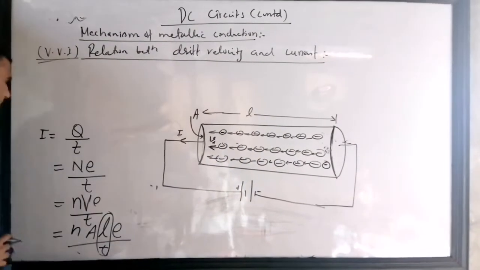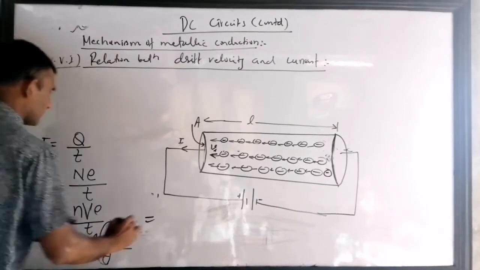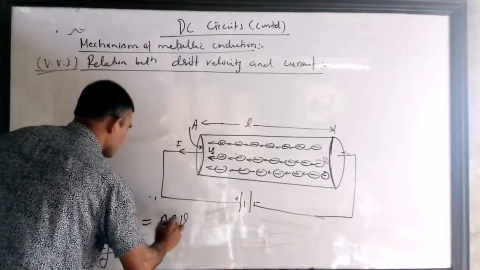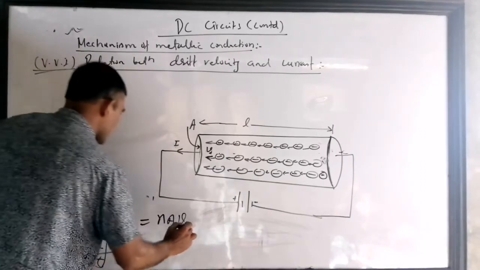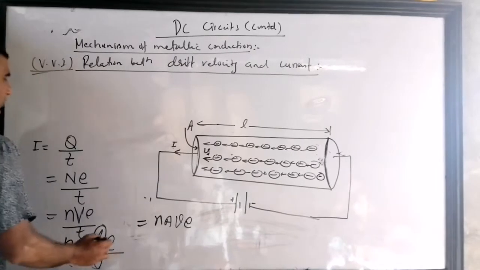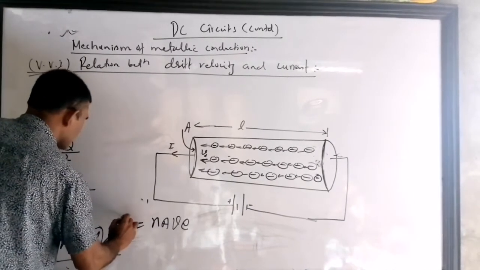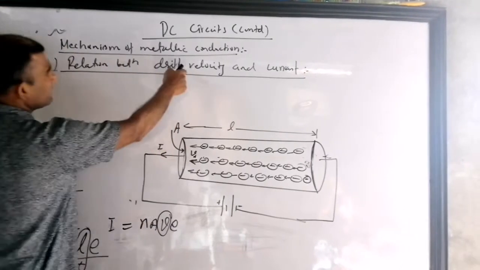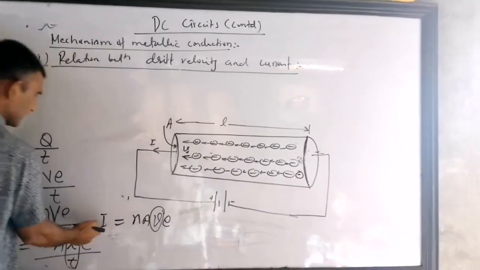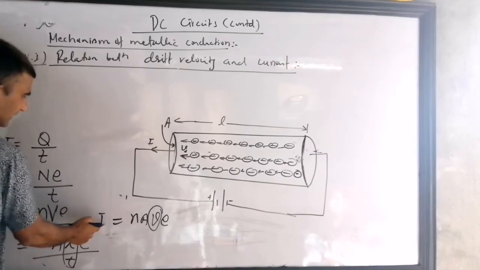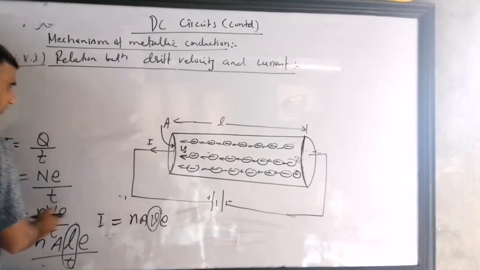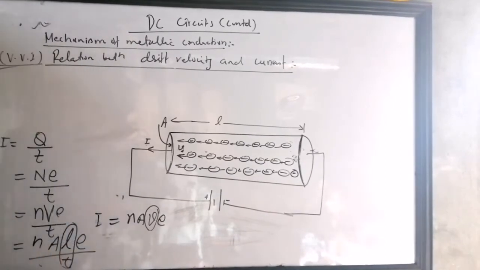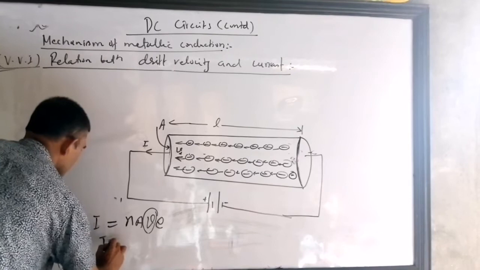If I get drift velocity, then what will it be? Very interesting. I get nAL by t as the drift velocity, a small v, and this is the e. So I get the current in terms of drift velocity. What was our topic? Relation between drift velocity and current. So we are getting here the relation between drift velocity and current. But this looks a little bit difficult to remember.